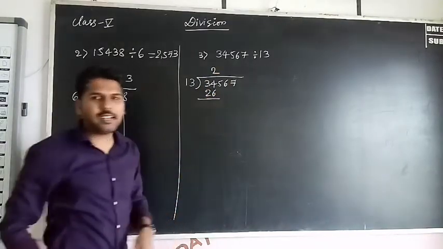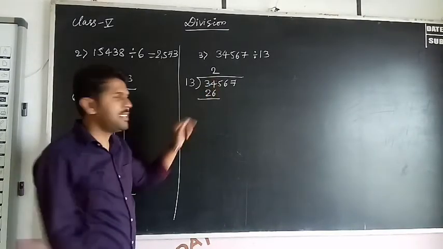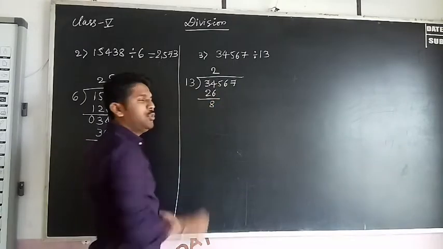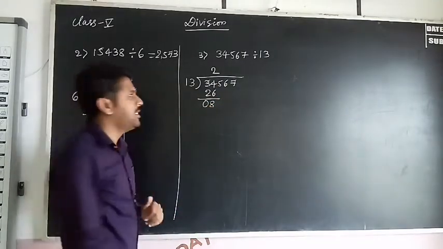26. So now subtract it. Here 4 is there, 6 is there. So carry, 14 minus 6, 8. Then 2 minus 2, 0. Okay, next again take one digit.